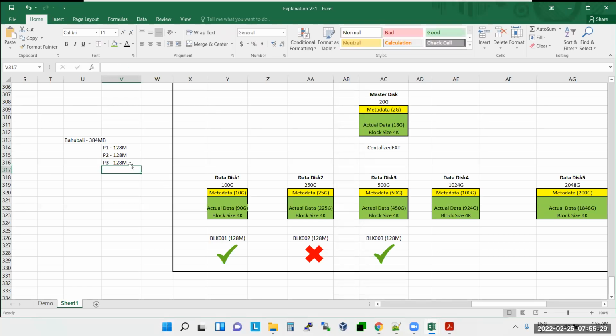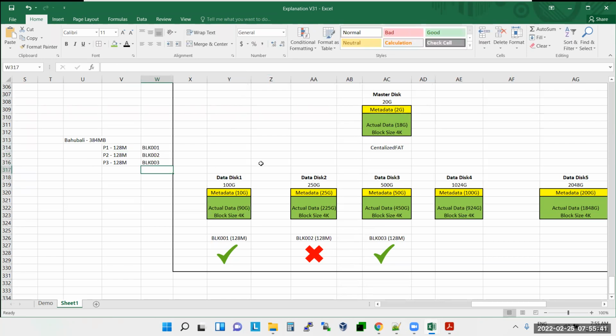So now you copied this in here. Each piece is given a name by the system, like BLK1, BLK2, BLK3. Now you copied BLK1 here, BLK2 here, BLK3 here. Suddenly, due to some issue, disk 2 is down. What will happen, sir? The data stored in disk 2 will be lost, sir.